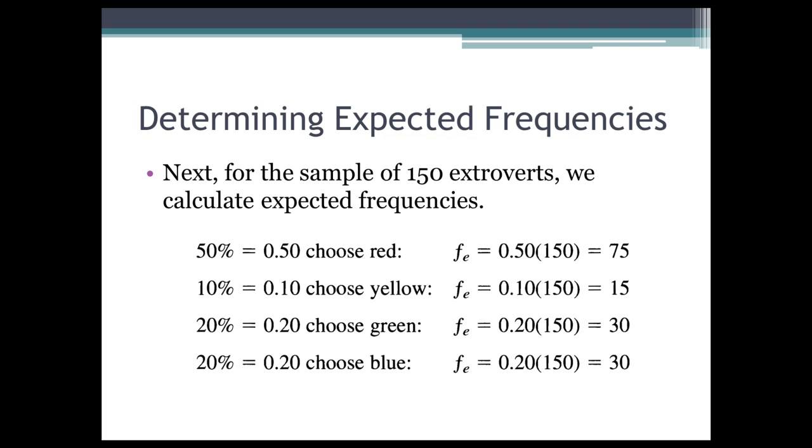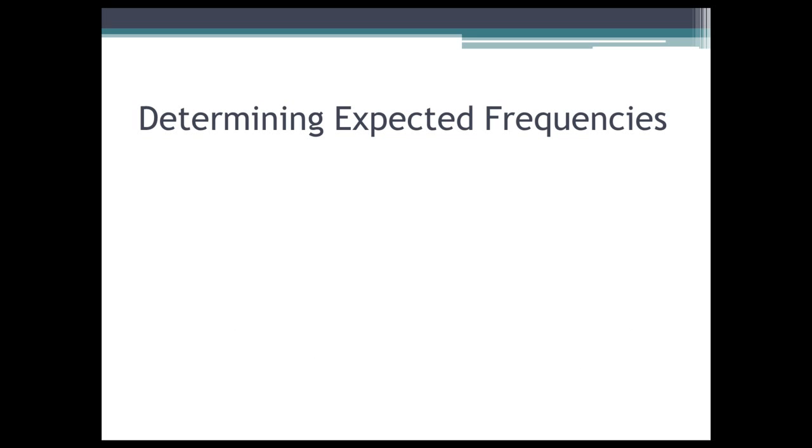Then we do the same thing for the sample of extroverts, of which we have a significantly larger sample of 150. You do the same thing, and you end up with 75 for red, 15 for yellow, 30 for green, and then 30 for blue.